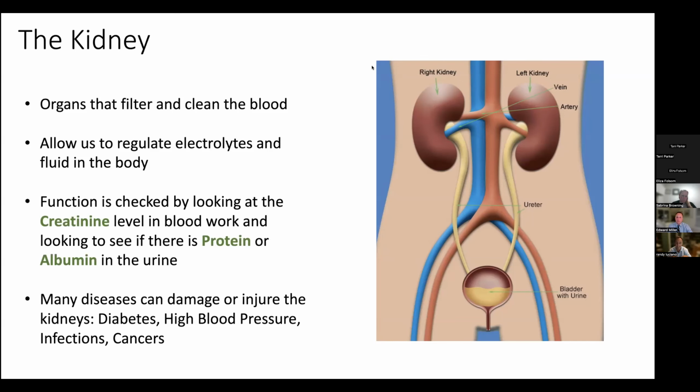Now, many different diseases can cause damage to the kidneys, the most common being diabetes. High blood pressure is probably the second most common disease process that can affect the kidneys. And then there's a lot of other things, including infections, cancers, certain medications can harm or damage the kidney, leading to impaired kidney function.